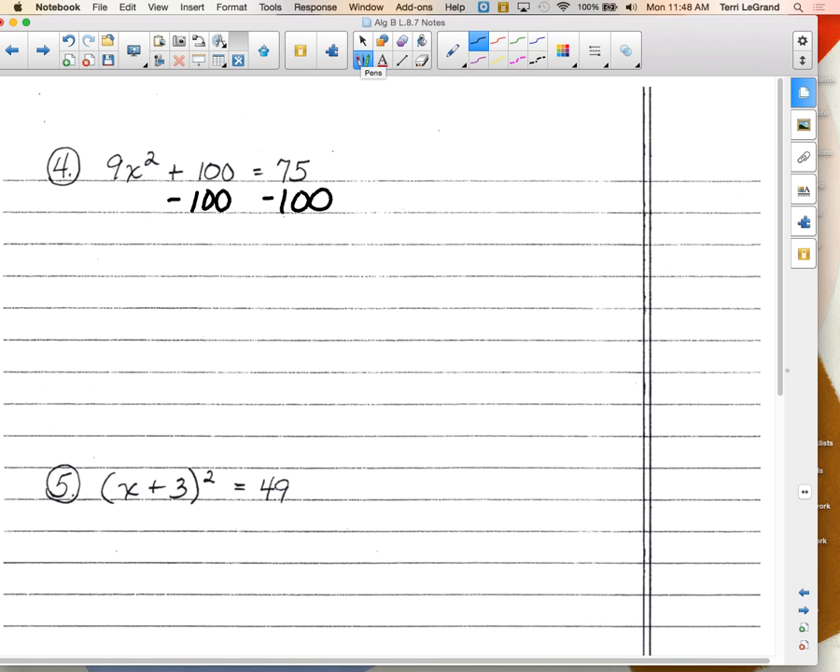We need that 9x squared by itself. What's 75 take away 100? Yeah, negative 25. Well, those of you who were concerned that 75 wasn't a perfect square, wait a minute, maybe now we have a perfect square. Isn't 25 a perfect square? Yes, it is, but it's negative.